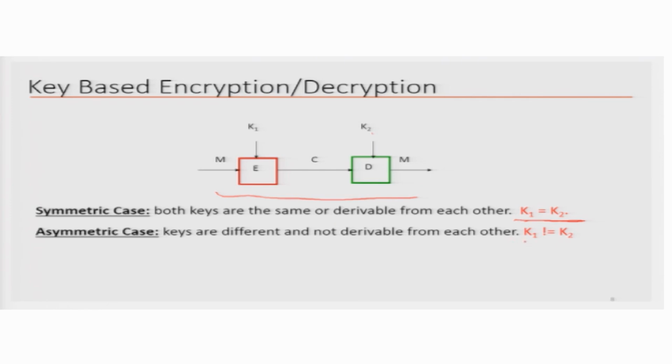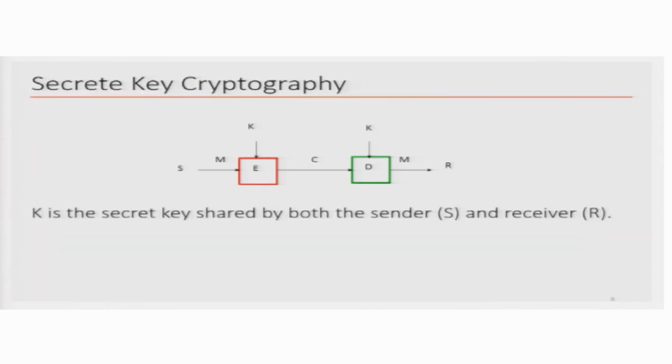And in case the two keys are separate and not derivable from each other, then we say that it is an asymmetric algorithm. We will see that both of them have their own importance in the whole literature and practice of cryptography, and we will talk about that. This is also called secret key cryptography. Secret key cryptography means that the key has to be known and kept completely secret from outsiders.